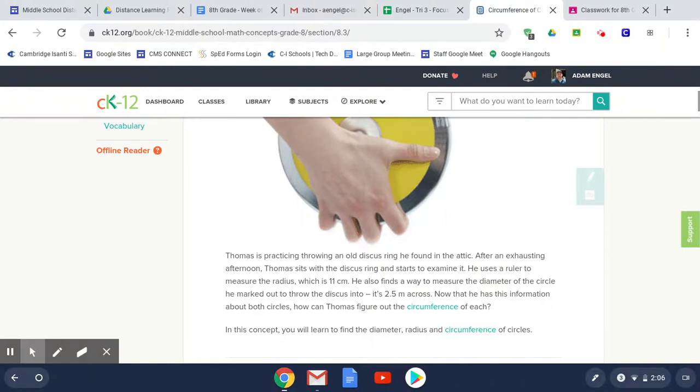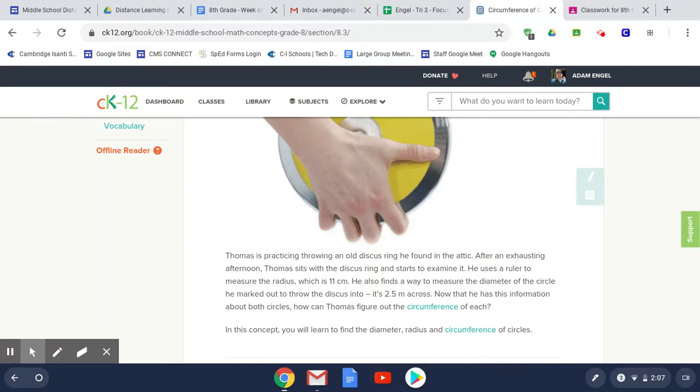Thomas is practicing throwing an old discus ring he found in his attic. After an exhausting afternoon, Thomas sits with the discus ring and starts to examine it. He uses a ruler to measure the radius, which is 11 centimeters. He also finds a way to measure the diameter of the circle he marked out to throw the discus. It is 2.5 meters across. Now that he has this information about both circles, how can Thomas figure out the circumference of each?